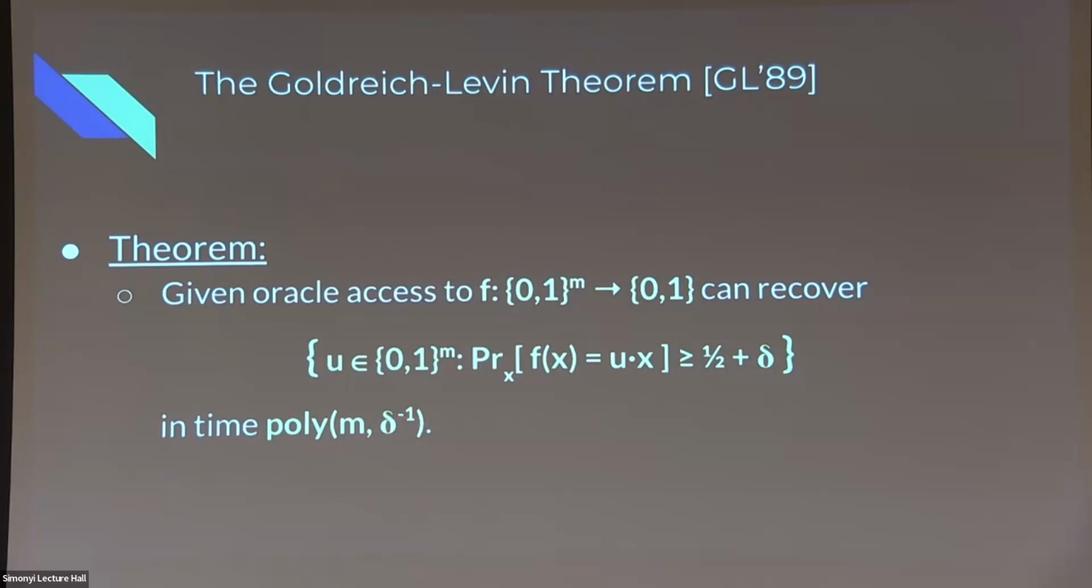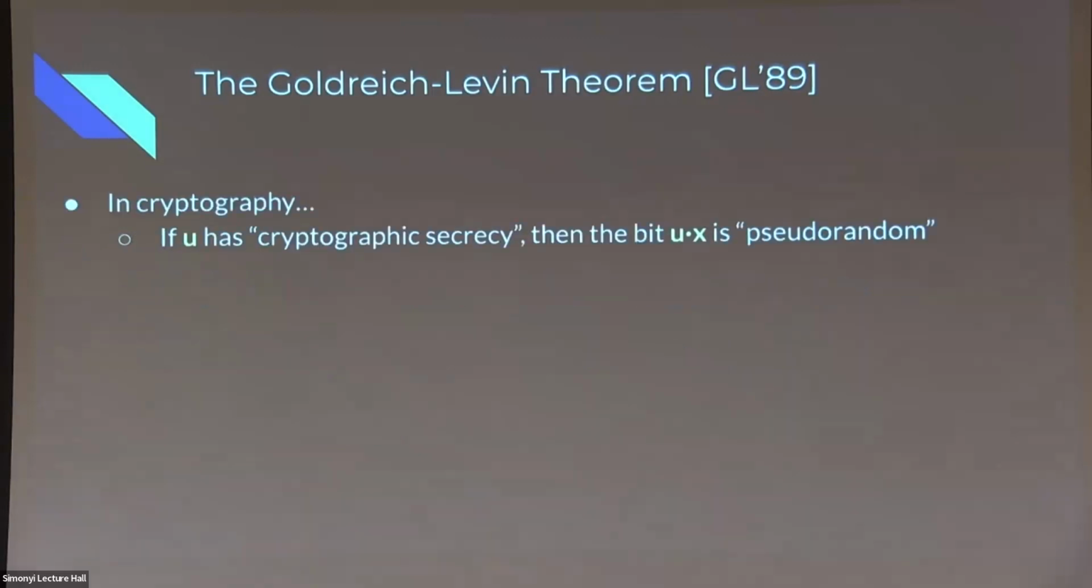and okay. I mean, this came out in '89. This was a striking result. It had a lot of applications. I'm going to say a couple. In cryptography, if you recast the statement of Goldreich-Levin into cryptographic terms, what it says is that if you have some type of cryptographic secrecy, then the bit u times x is going to be pseudo-random. And this is massively useful to cryptography.